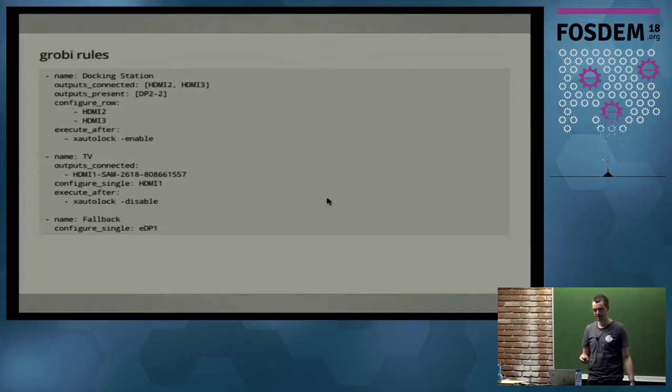For example, there I have a rule called docking station. I'm selecting this rule based on the connected and present outputs. Then I say, okay, configure a row of HDMI2 and HDMI3 side by side, and that's it. There's also a TV rule where the serial number of the TV is used for matching, and a fallback, which just enables the internal display.